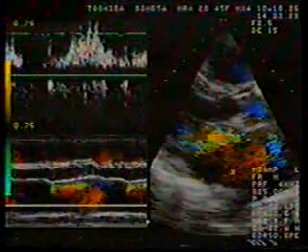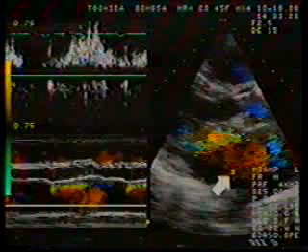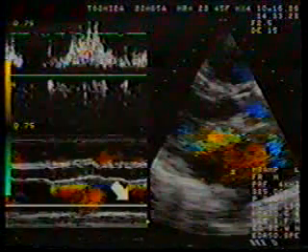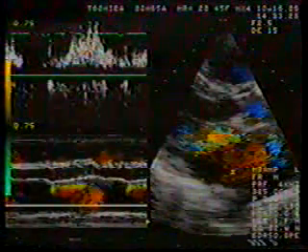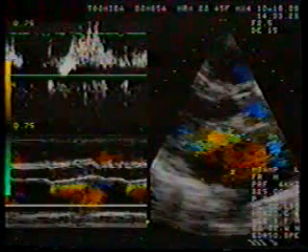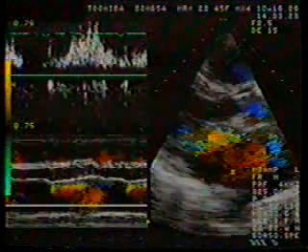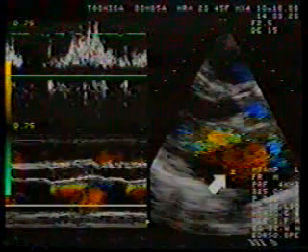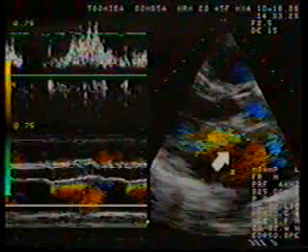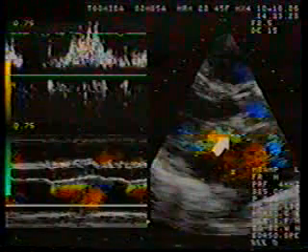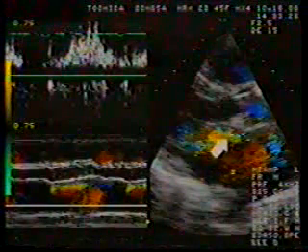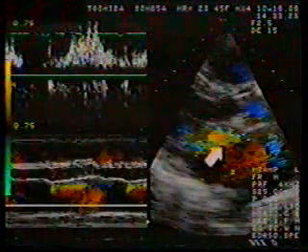Now the pulse sample volume has been moved to the posterior left atrium. The line on the color M mode gives the same indication. The Doppler signal is that of pulmonary venous flow. In real time, the sample volume will again be moved anteriorly into the anteriorly directed regurgitant jet, and the typical Doppler signal of mitral regurgitation will reappear.